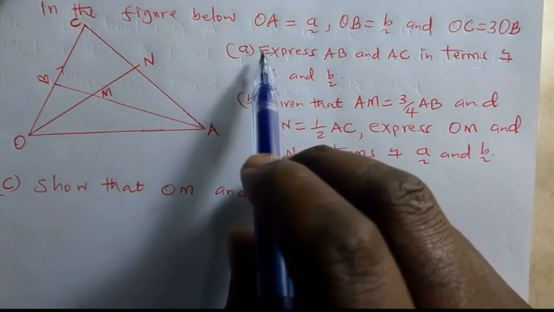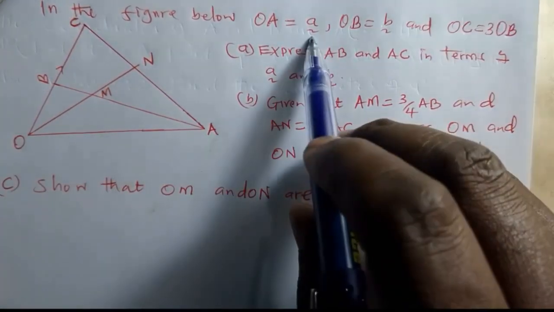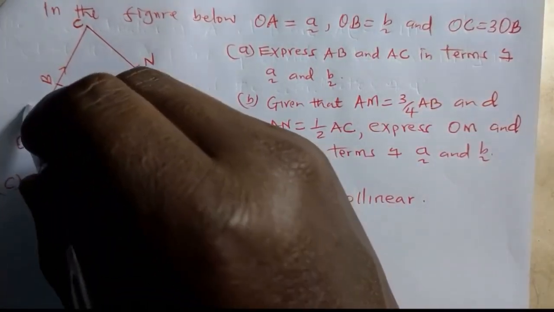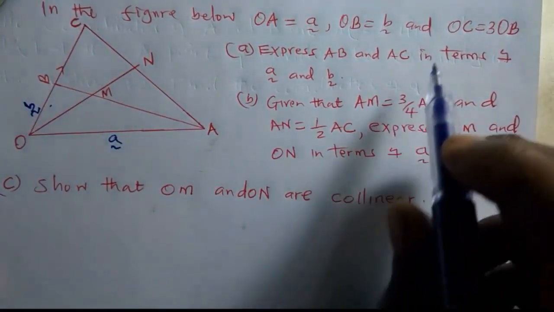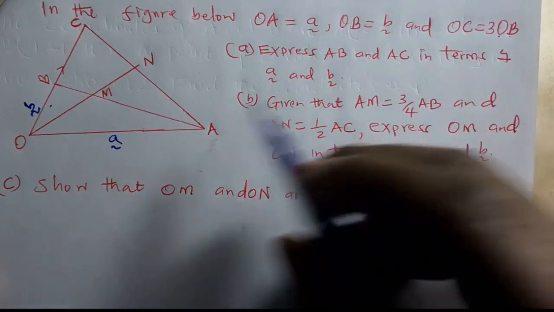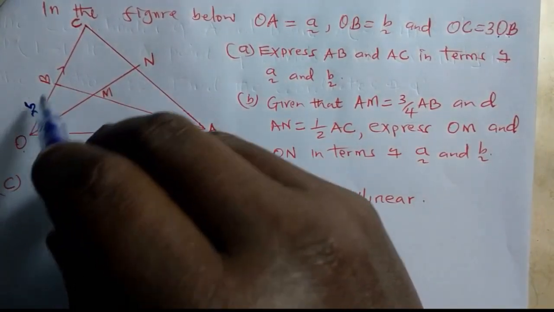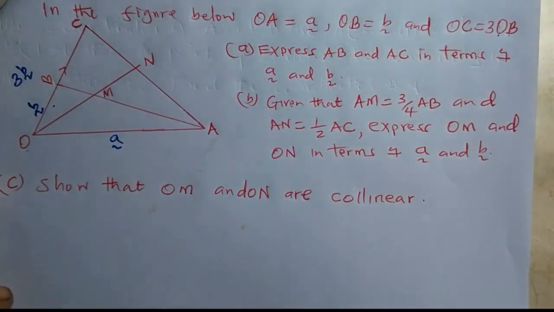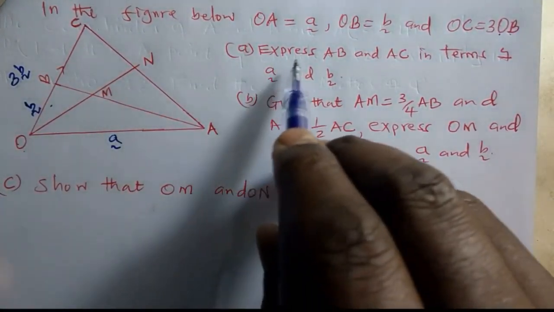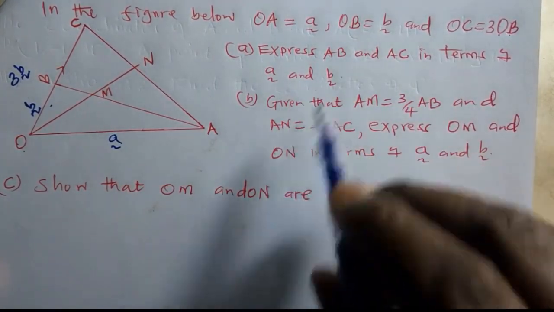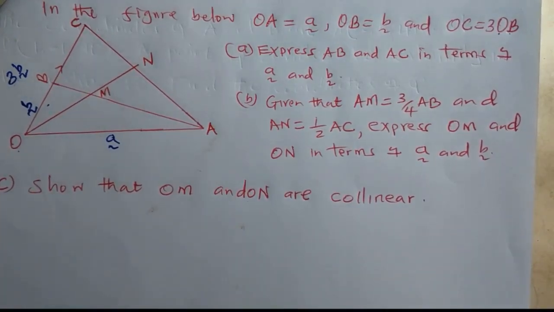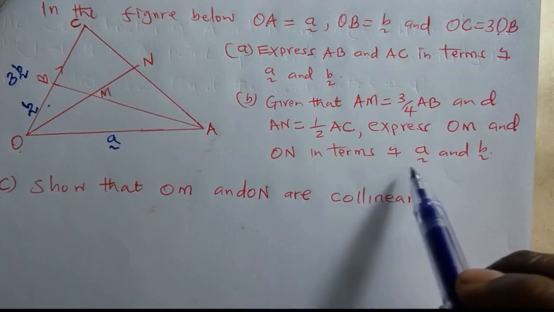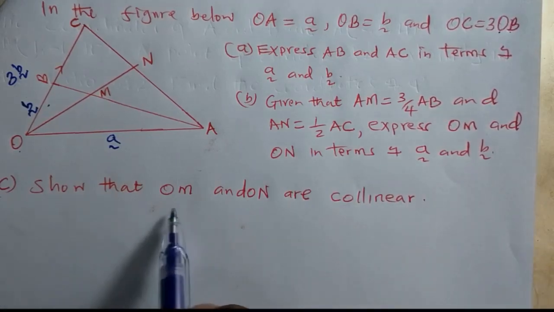In the figure below, OA is vector A, OB is vector B, OC is 3OB, so OC is 3B. If OB is B, then from here up to here is going to be 3B. Be aware of that. Express AB and AC in terms of A and B. Given that AM is this and AN is this, express OM and ON in terms of A and B. Show that OM and ON are collinear.